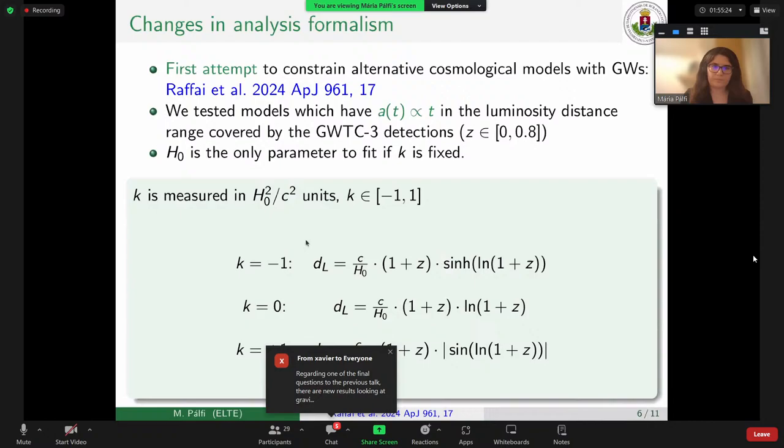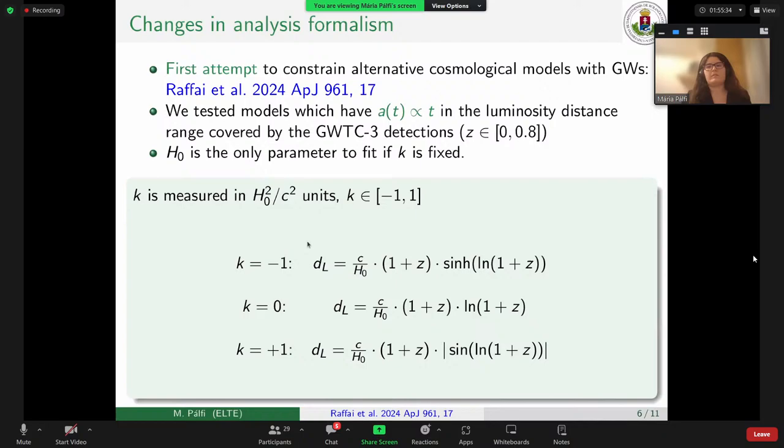In our paper, we constrained alternative cosmological models with gravitational wave standard sirens for the first time. We tested both strictly linear and quasi-linear coasting cosmologies up to redshift 0.8. We fixed the curvature parameter to be minus 1, 0, and plus 1 to test different geometries. When the curvature parameter is fixed, the Hubble constant is the only fitting parameter. Here you can see the expression of luminosity distance. We have changed this equation in the GWCosmo pipeline.